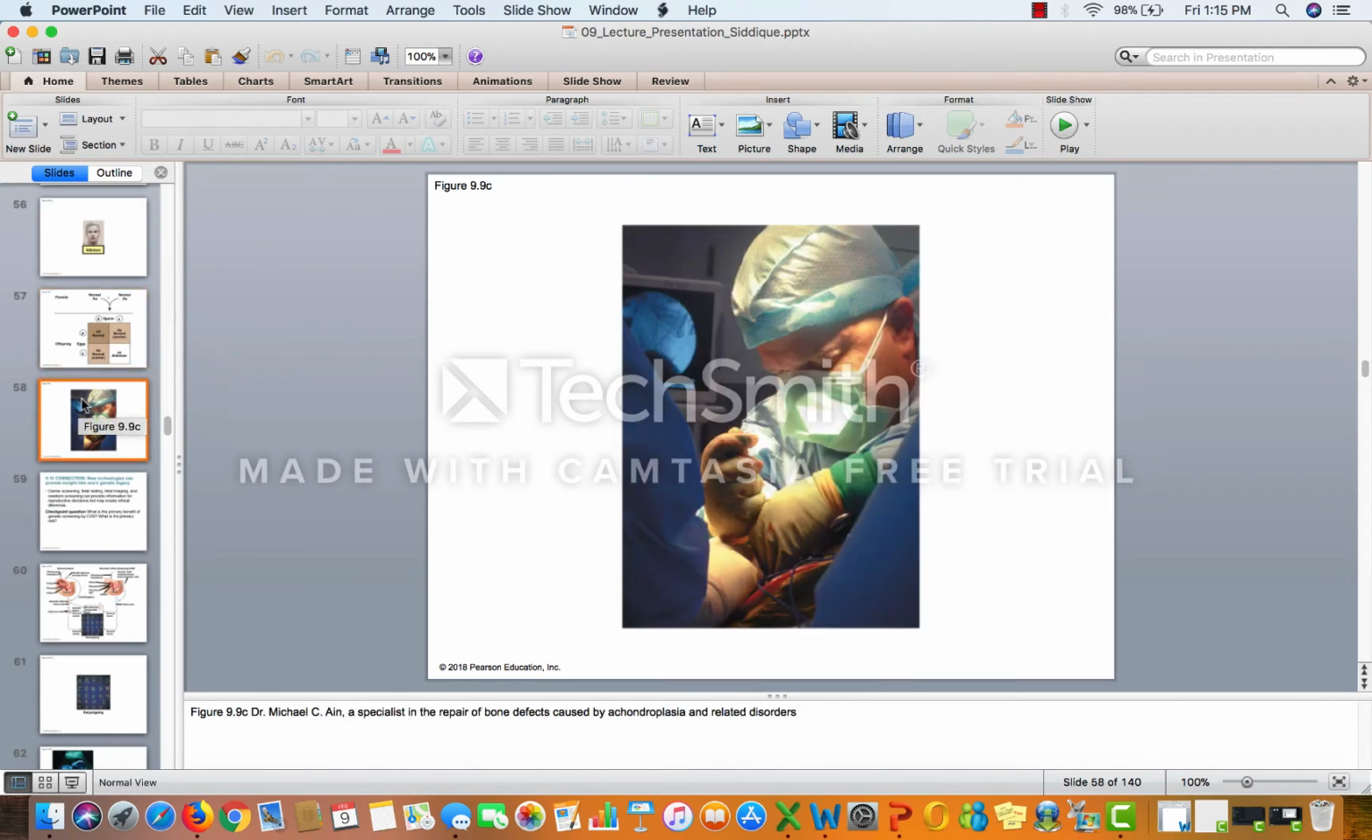We got a person here doing an amniocentesis. Actually, my bad. You got the surgeon here. I just noticed it right now. He's got achondroplasia. So this is basically a surgeon who clearly can live a long, healthy, happy life and become a surgeon. How amazing is that?